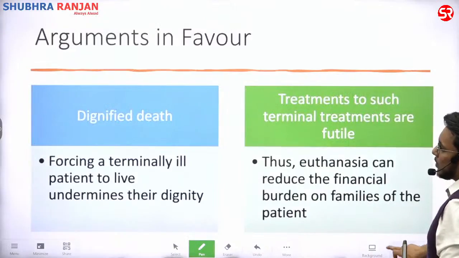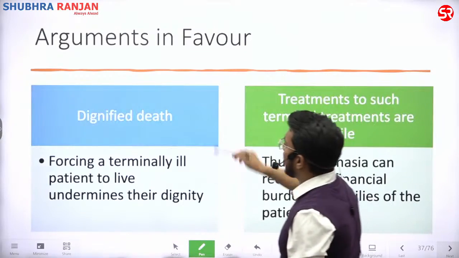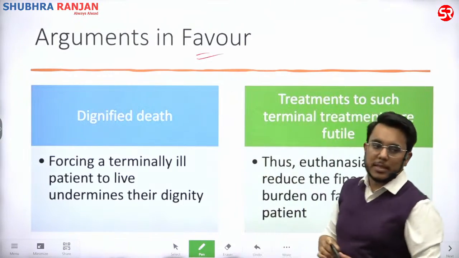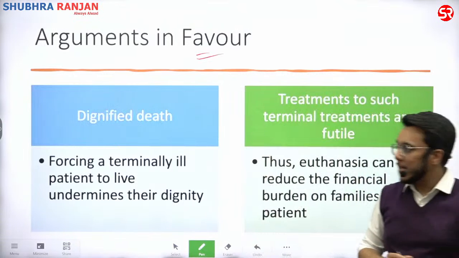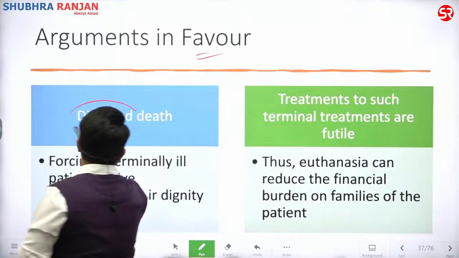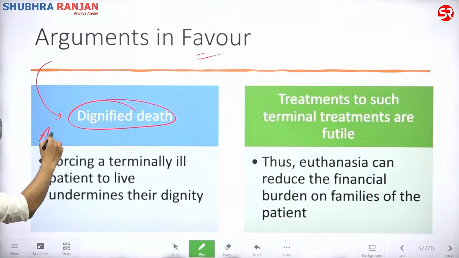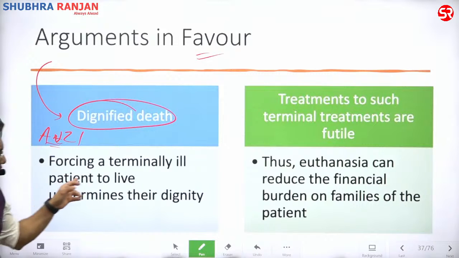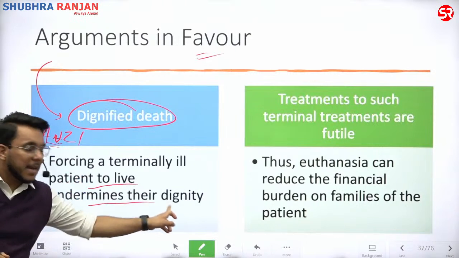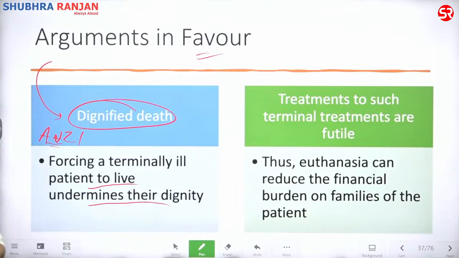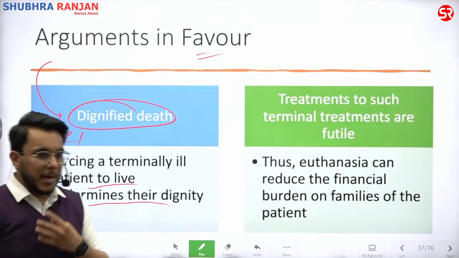तो नंबर वन, there are arguments in favor of euthanasia. Number one, it has been provided that actually euthanasia is a kind of a dignified death, that has been written even in the constitution, article number 21. It has been allowed by the Supreme Court in the Common Cause case as well. Moreover, it has also been provided that forcing a person to live in pain undermines the dignity. Are you getting it or not?